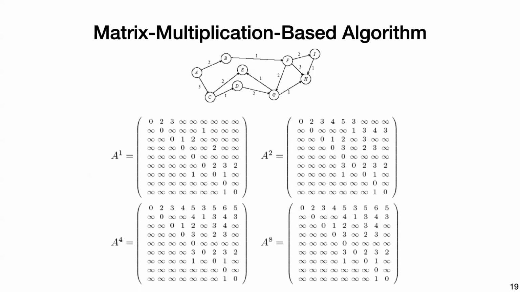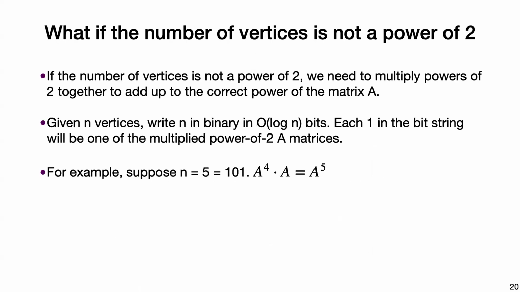One problem you might notice is, what if n is not a power of 2? You don't want to go too far. That can still be resolved in log n multiplications. If n is not a power of 2, we need to get all the intermediate powers of 2 up to n. One way to see it is you write the number n in binary, which takes log n bits. If you see a 1, you multiply in that power, and if you see a 0, you don't.